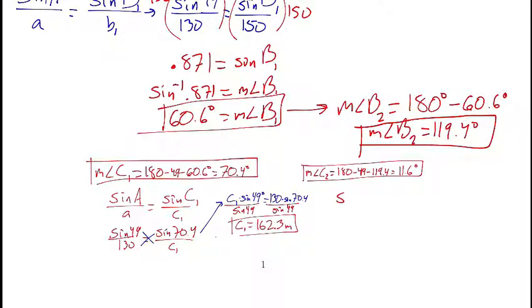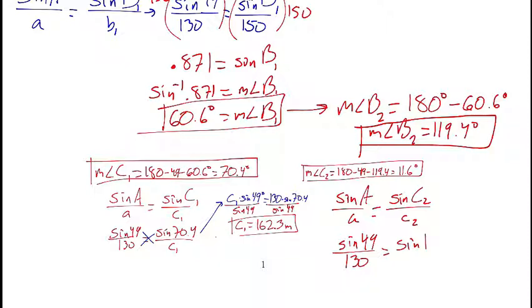So for this one, sine of angle A over little a. Now we're focusing on the second C, so we're going to do sine of C2 over little c2. Again, we know what A is, so sine of 49, little a was 130, equals the sine of C2, which was 11.6. We don't know little c2.